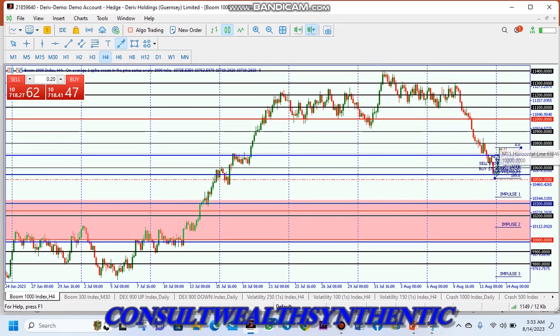So from here, it will sell down to this area, to this 10,300. So this week we are expecting price to move from 10,700 to 10,300. Let's see how it plays out.